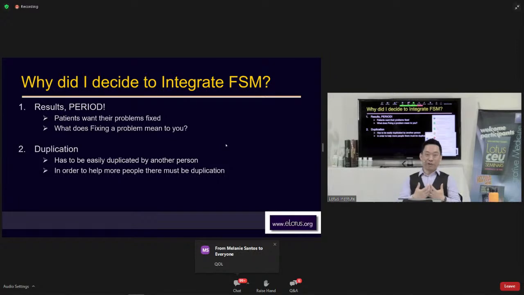So let me give you our definition of fixing a patient's problem. It's the combination of what everybody says, right? It's helping the patient eliminate the problem, and whatever problem they had doesn't come back. And we add another criterion to our definition of fixing the problem, and that is the patient's body is able to self-heal by itself without treatments, without medications, without acupuncture, without herbs.